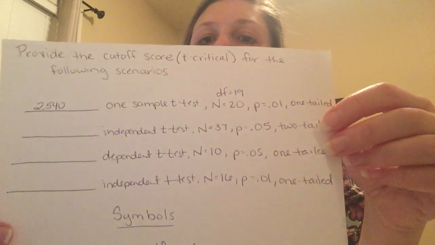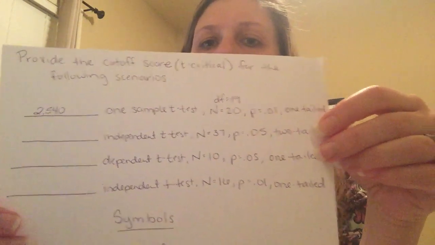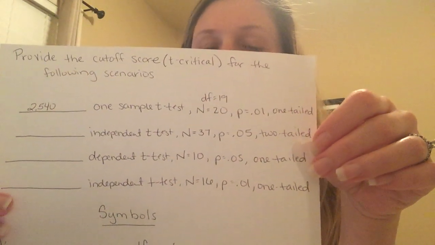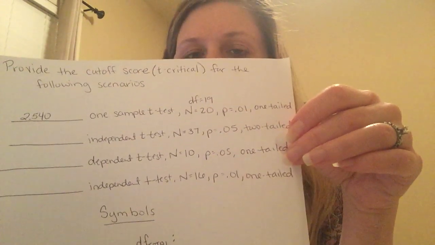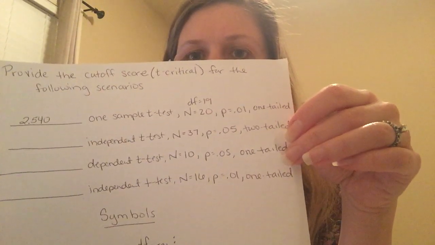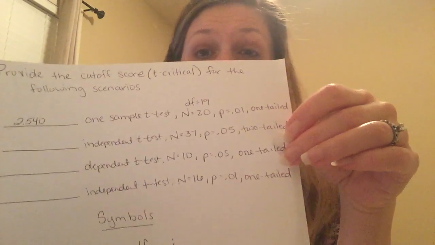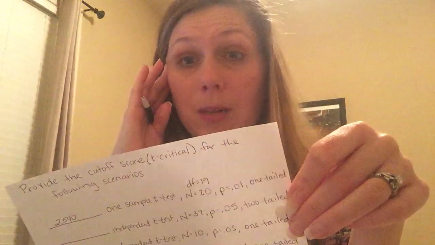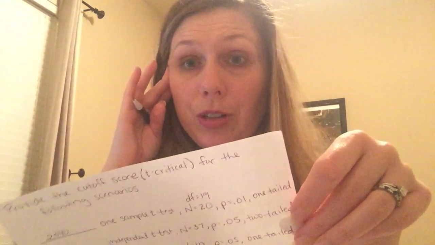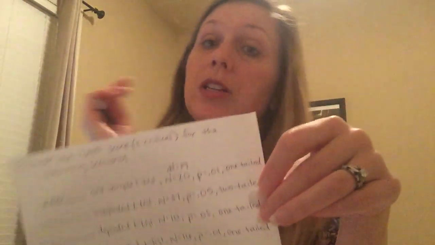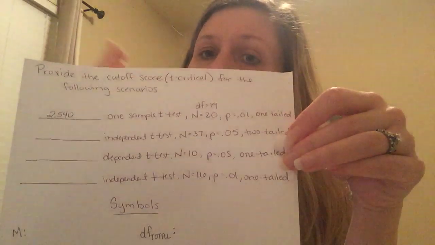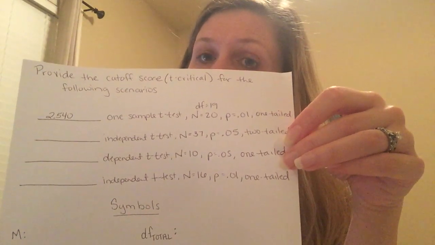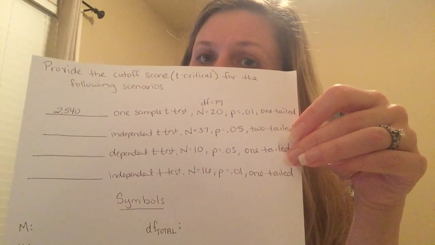All right, next one. Independent t-test. My N is 37. My p-value is 0.05, and it is two-tailed. So remember, the three things we need here are whether or not it's one-tailed or two-tailed, which we've got, the p-value of 0.05, which we've got, and the degrees of freedom. But independent t-tests are tricky with their degrees of freedom. We have three of them, right? You've got DF1, you've got DF2, you've got your DF total. The only one we actually need here is the total one, because that's what you need when you're finding the cutoff score.